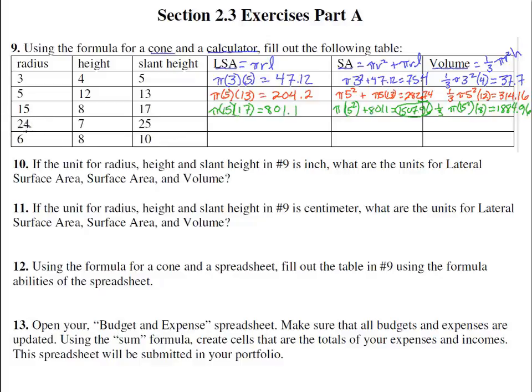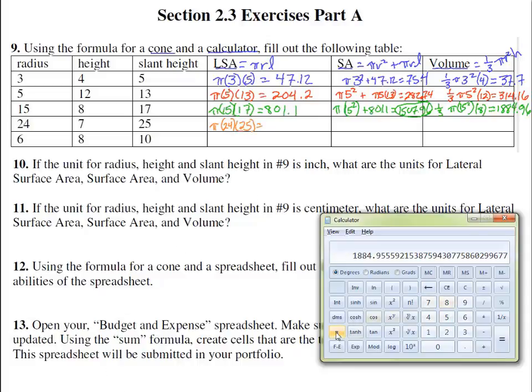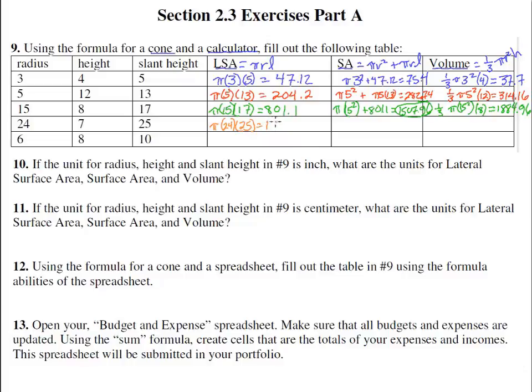Now the next one. Ooh, the radius is 24. That's a big radius. Height is 7 and the slant height is 25. So in the lateral surface area, we're going to do pi times the radius, which is 24, times the slant height, which is 25. Okay, so calculator. Pi times 24 times 25 equals, that's 1884.96.